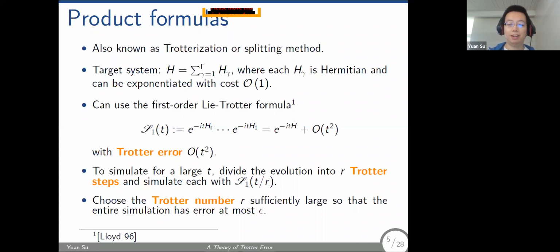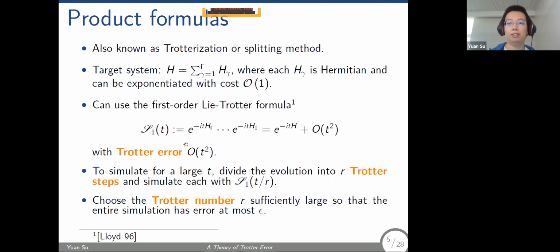Okay, so under this assumption, we can use a so-called first order Lie-Trotter formula. Remember, your goal is to exponentiate the sum of those operators, but maybe you cannot do it directly. Instead, you individually exponentiate each term and then you multiply them together. This is what I call the first order Lie-Trotter formula. In general, those matrices do not commute with each other, so you don't have an exact equality here. Instead, it will introduce some error.